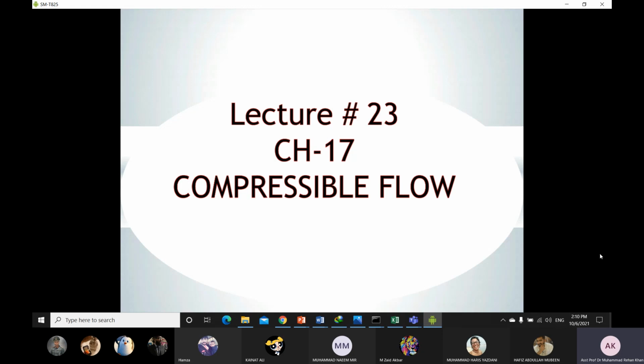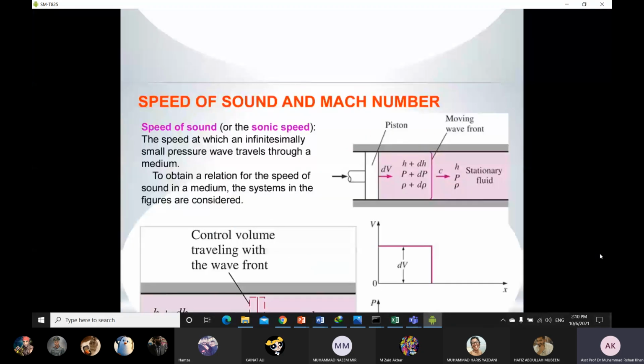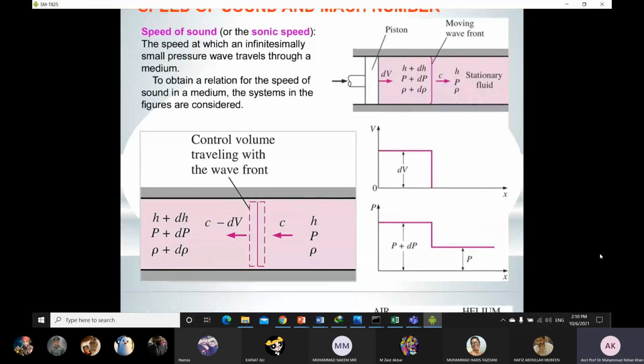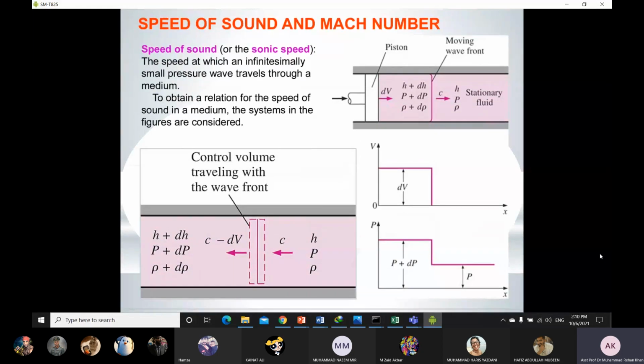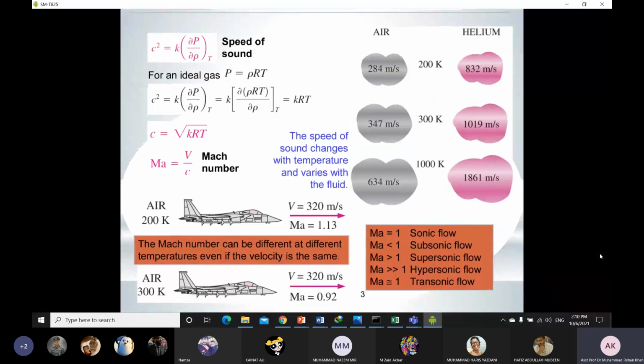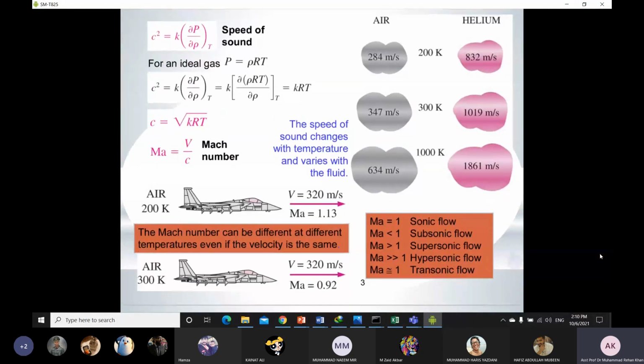Okay, and we already developed one equation for speed of sound for the isentropic condition. So now we will try to solve some questions related to speed of sound. This is just a quick overview: we already developed one equation for speed of sound by using this type of piston cylinder arrangement, and these are the equations which we already saw in the previous lecture.